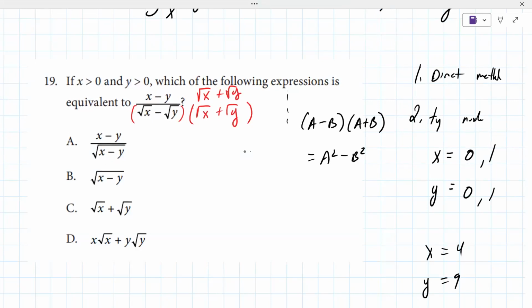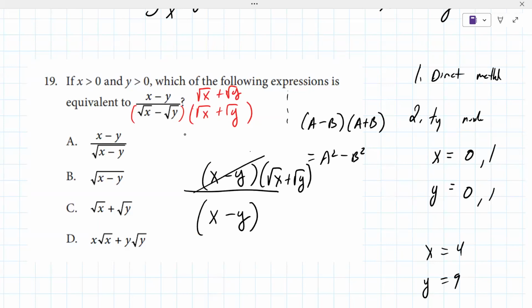So that's another little thing here. When you FOIL the bottom, it ends up being x minus y. The top is x minus y times the square root of x plus the square root of y, and these cancel. Look at that. And there's your answer, the square root of x plus the square root of y, letter C.